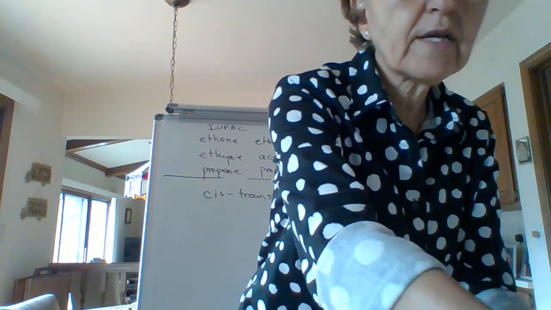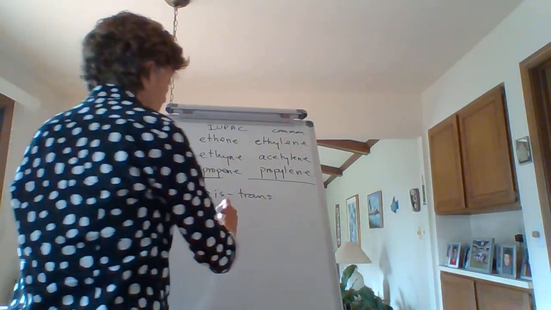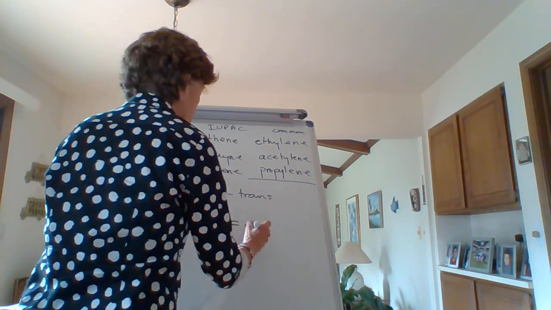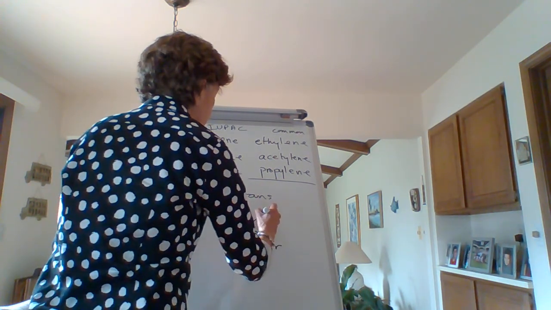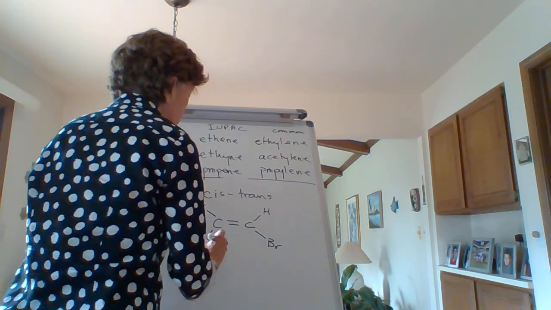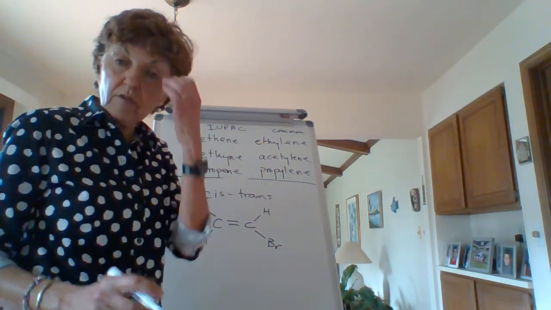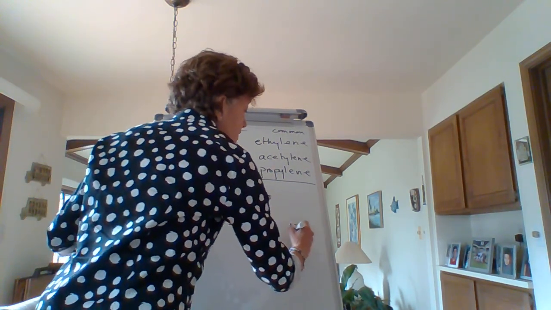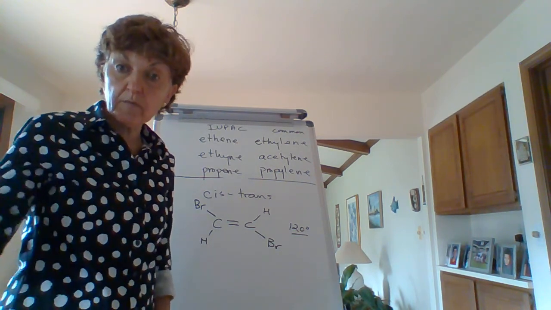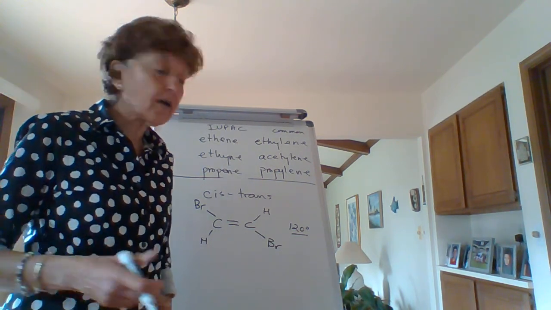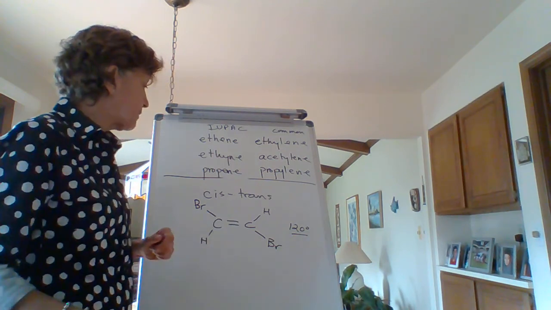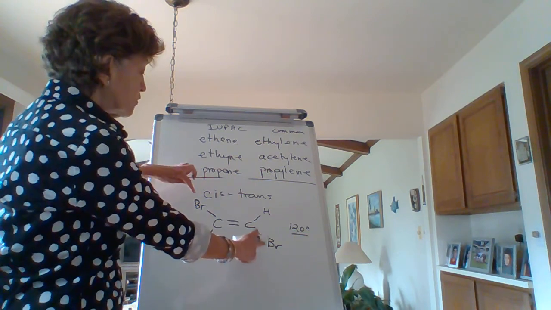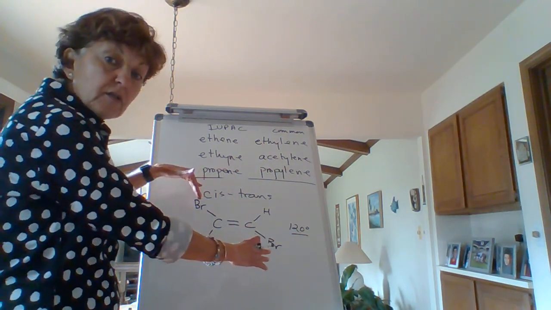All right, so drawing this out, the geometry around the carbons of a double bond is trigonal planar. And if you remember, the angles in trigonal planar is 120 degrees. For the tetrahedral, remember, with the alkanes was 109.5. With the alkenes, it's trigonal planar, 120 degrees. Notice that the two bromines are on opposite sides of the double bond.